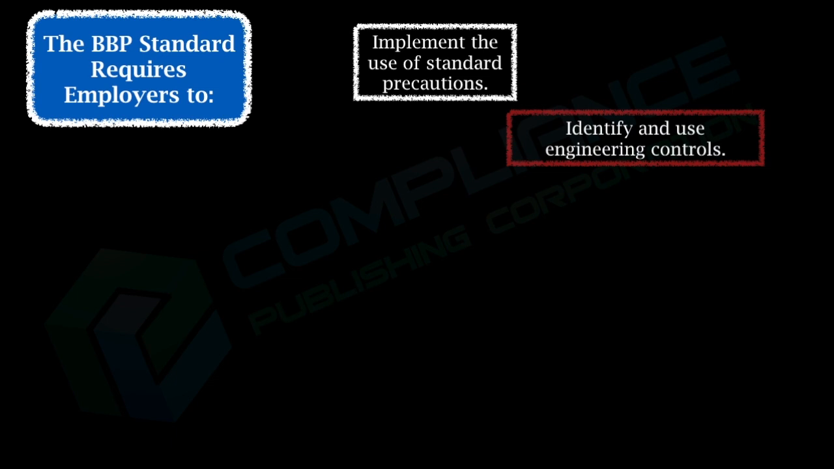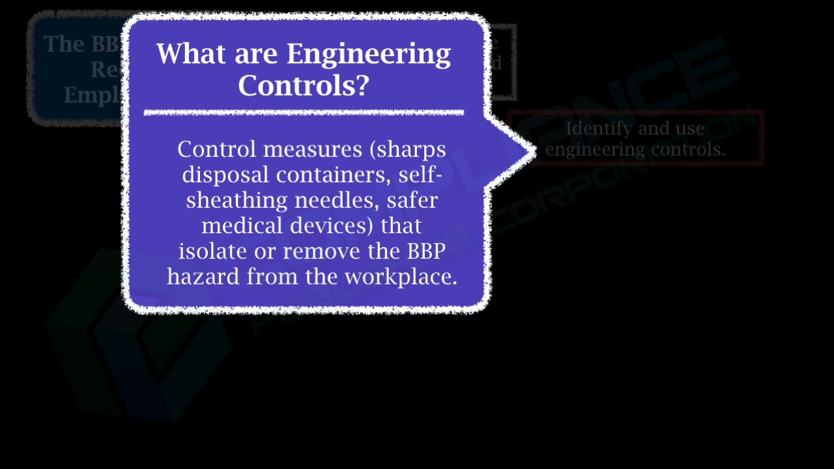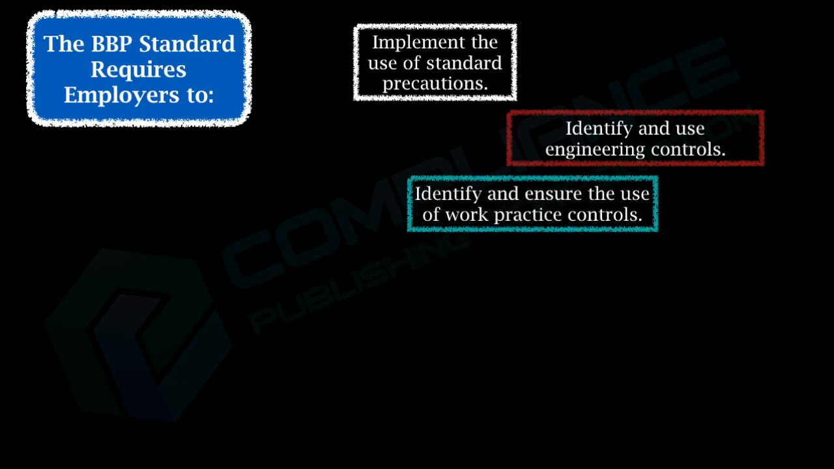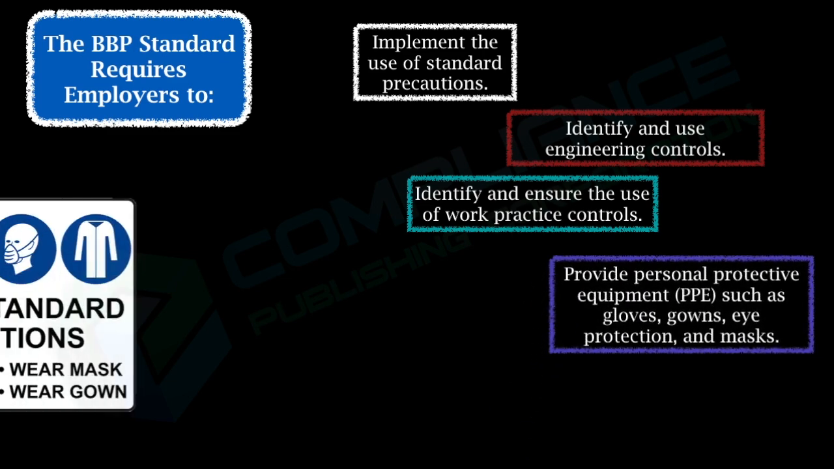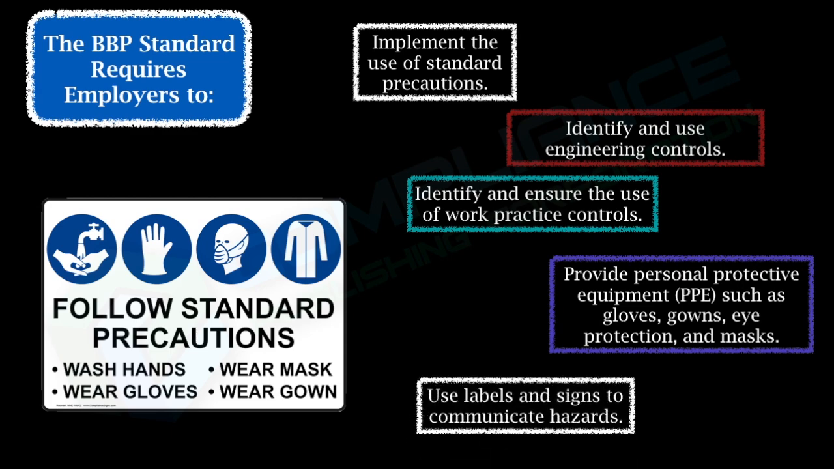Identify and use engineering controls. Engineering controls: control measures such as sharps disposal containers, self-sheathing needles, and safer medical devices that isolate or remove the bloodborne pathogen's hazard from the workplace. Identify and ensure the use of work practice controls. Provide personal protective equipment or PPE as needed. Use labels and signs to communicate hazards.